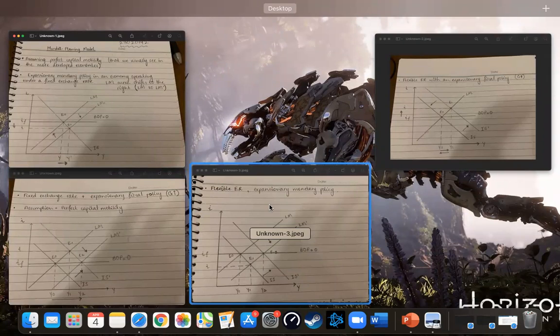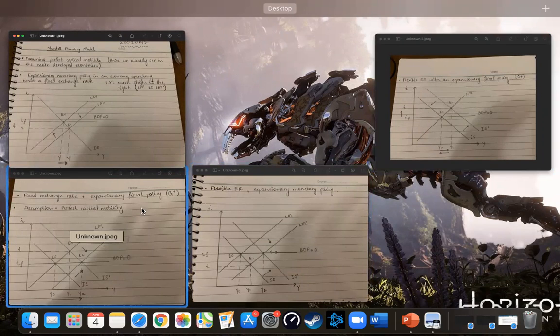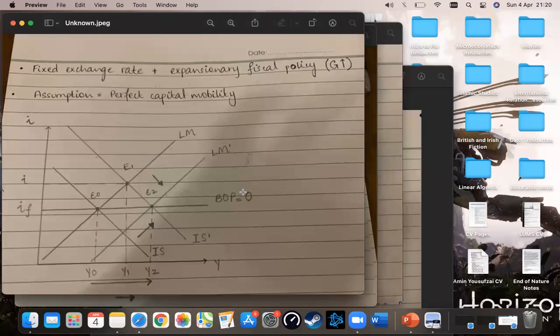Moving on to the expansionary fiscal policy, which carries the same assumption of perfect capital mobility. An increase in government expenditure as part of the fiscal policy will bring about a rightward shift of the IS curve from IS to IS prime. This will bring about an increase in the interest rate, which then becomes higher than that rate being offered in the foreign market. This will result in an inflow of financial capital, which will then apply an upward pressure on the domestic currency, causing it to appreciate.